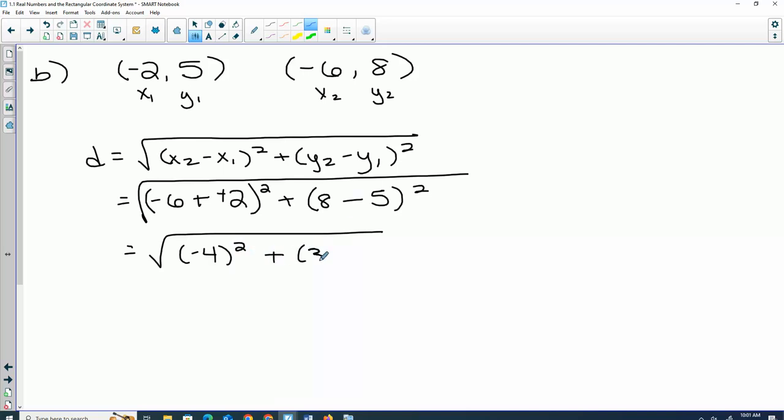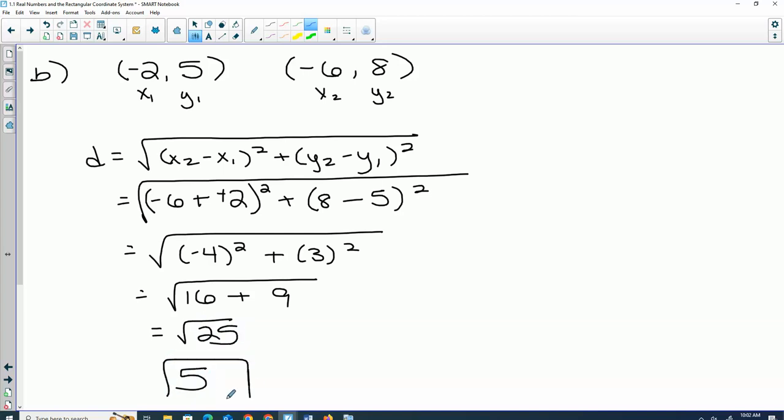8 minus 5 is 3, so that's 3 squared. What happens if you take negative 4 times negative 4? Positive 16. Plus 9, so we get square root of 25, which is... Alright, so 2 issues I saw. Dropping a negative right here, and also when you square, a negative becomes positive.